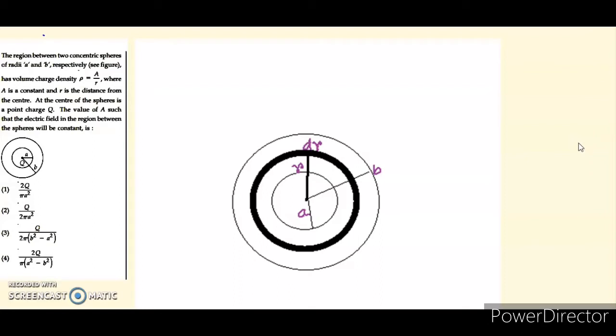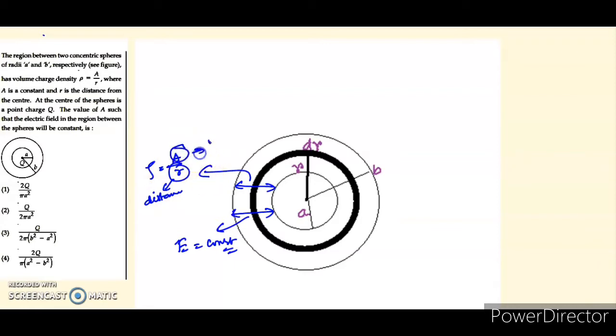Here it is given that in the region between the spheres the electric field E is constant, and in this region the volume charge density rho is equal to A by r, where r is a distance. That is, the density is a function of distance. So we have to find here the value of A.